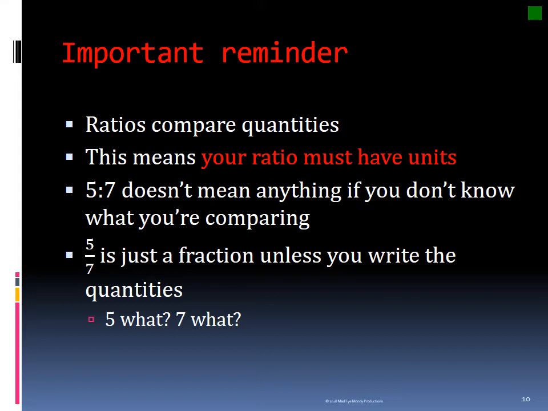If you write 5/7, that's just a fraction. What makes it a ratio is the comparison of quantities. You have to be able to tell 5 what compared to 7 what. If you don't include units, either in the number ratio or in the statement of the ratio, it is not a ratio. You must list or include the two quantities that you are comparing.